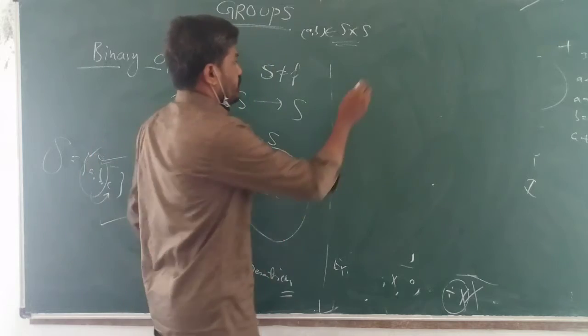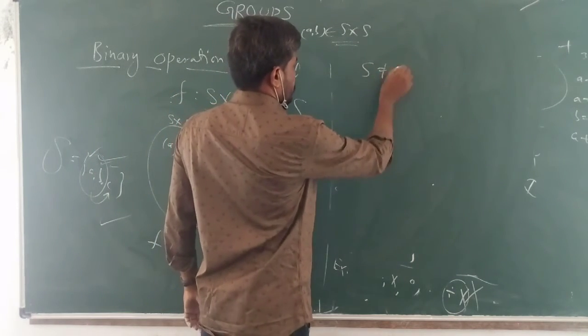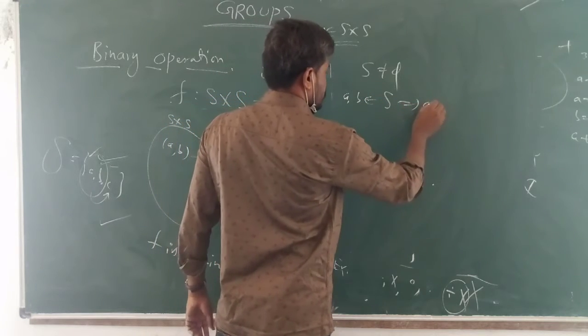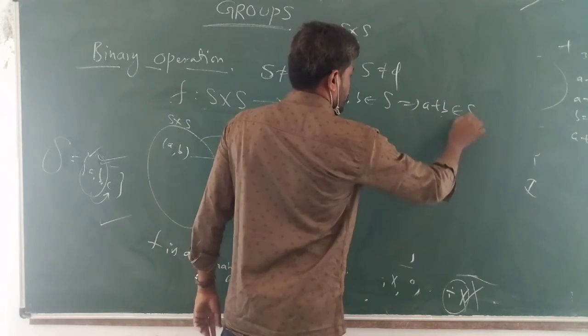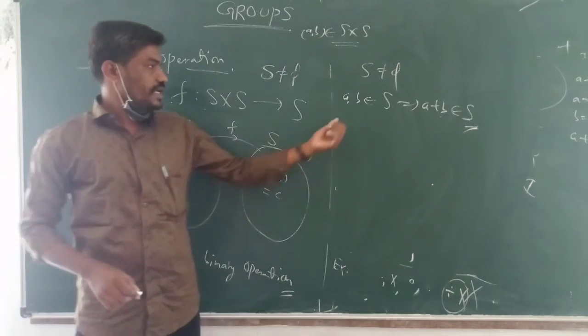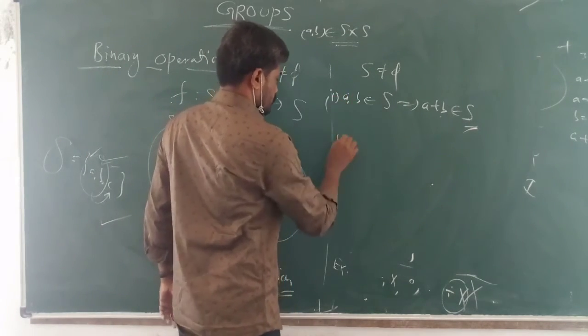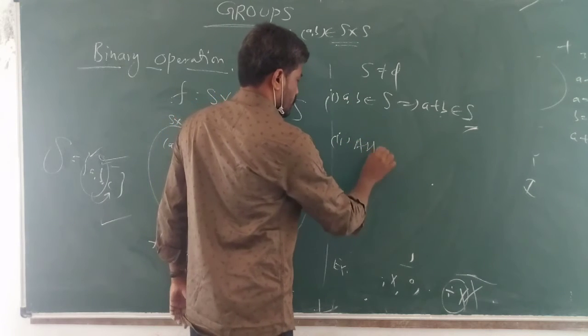So closure property means: S is a non-empty set. You can select a, b belongs to S. This implies a + b, the binary operation, a + b must belong to S. This is the closure law. Next, associative law.